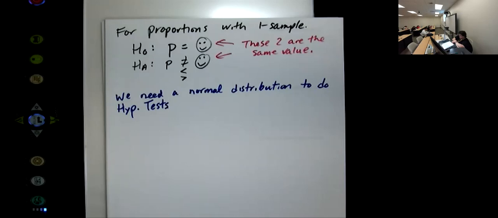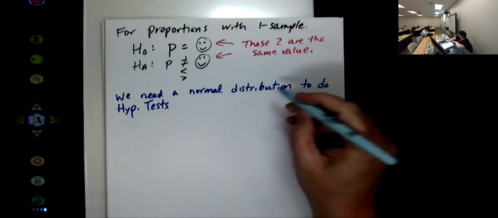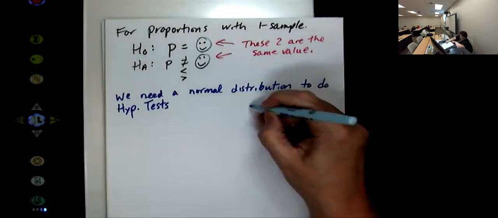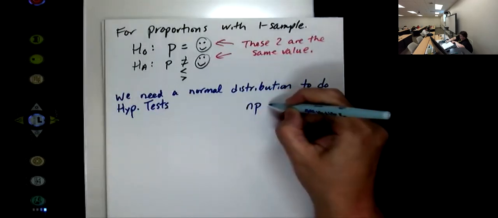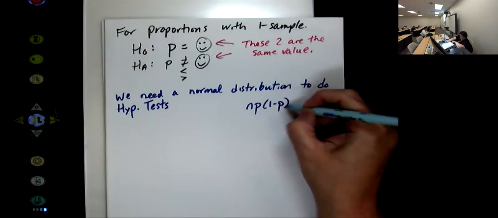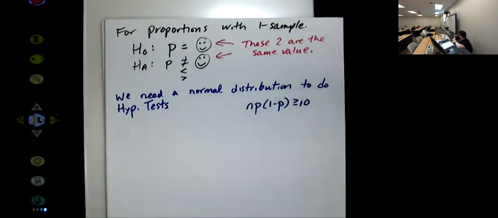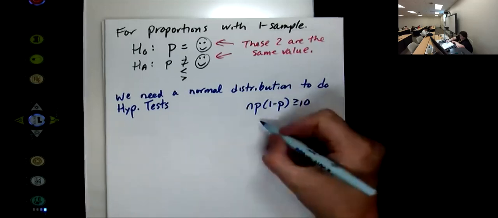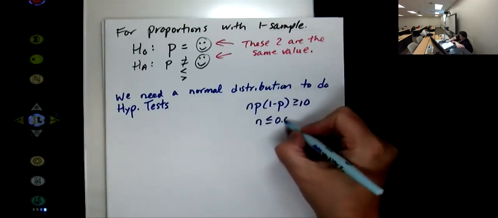So if it doesn't say it, we need 2 things to happen. We need, and we saw these before, we need n times p times 1 minus p to be greater than or equal to 10. And we need n to be less than 5% of the population.